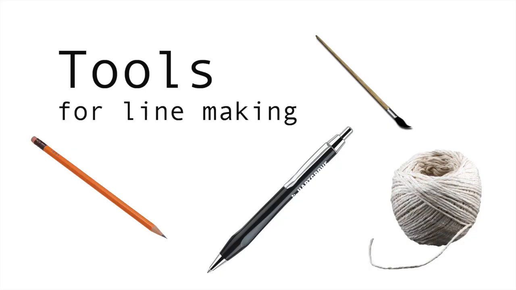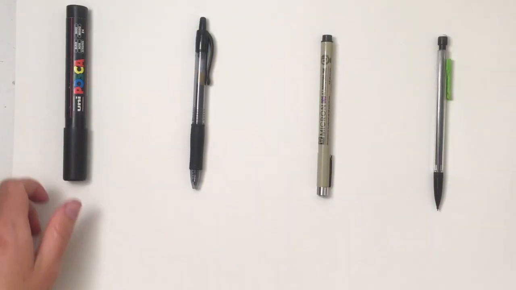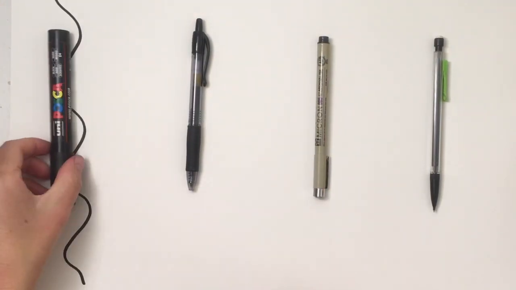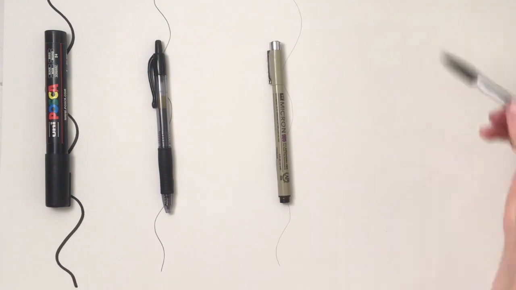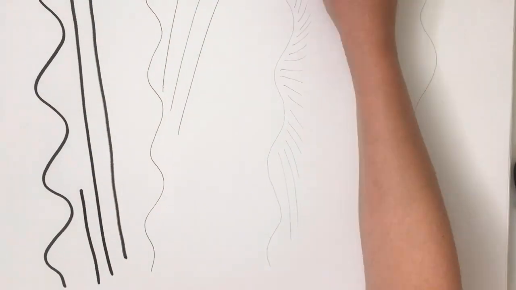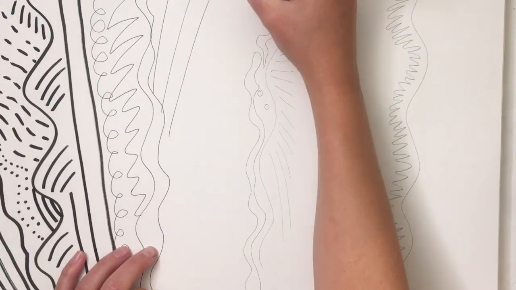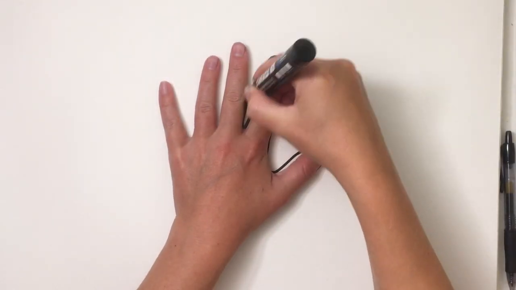I will now show you a few tools that you can use to make different lines in your drawing. In this example, I have a thicker felt tip pen, a ballpoint pen, a micron pen, and a mechanical pencil. Lines are found everywhere. Even something as simple as your hand has an outline that you can trace.